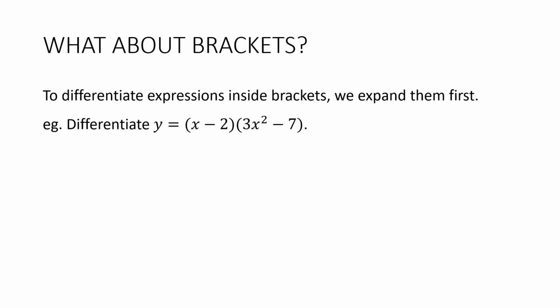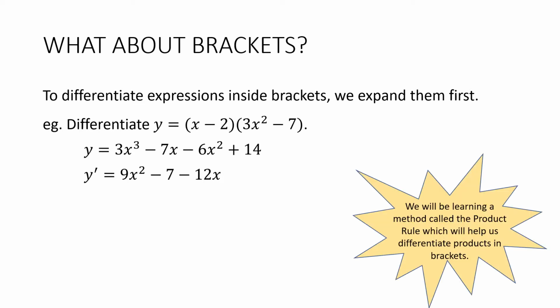What about expressions inside brackets? Well, what we're going to do is expand them first and then do term by term. So I'm just going to do FOIL on this. I'm going to do x times 3x squared minus 7x minus 6x squared plus 14. Now differentiate. 3 3s are 9, x squared minus 7 minus 12x plus 0. There it is. Now we will be learning a method called the product rule in the next video, and this will actually help us differentiate products that are in brackets.